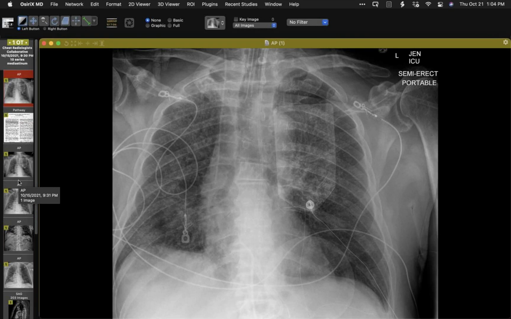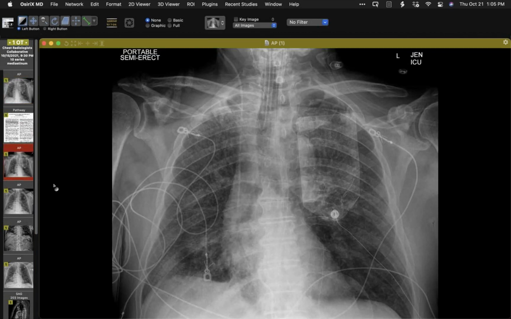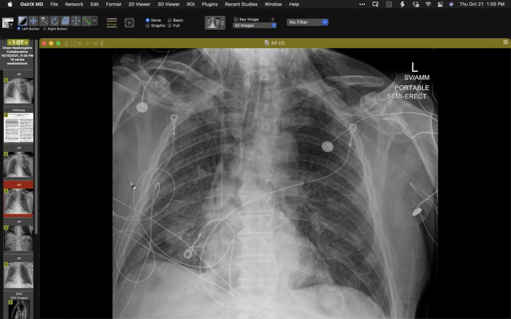So this first patient is a person that is being treated for COVID pneumonia, and I'll show you a series of radiographs. So this one is on the 15th. This is the 15th. Here we now see that we have pneumomediastinum that is new, and air traverses the thoracic inlet into the soft tissues.